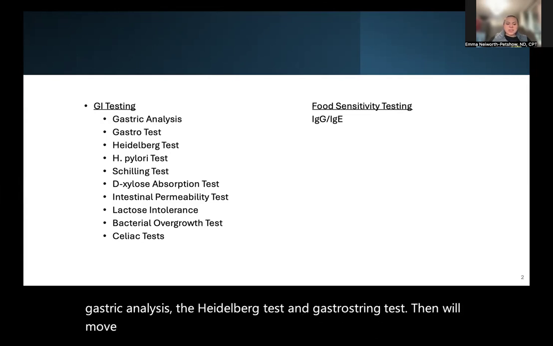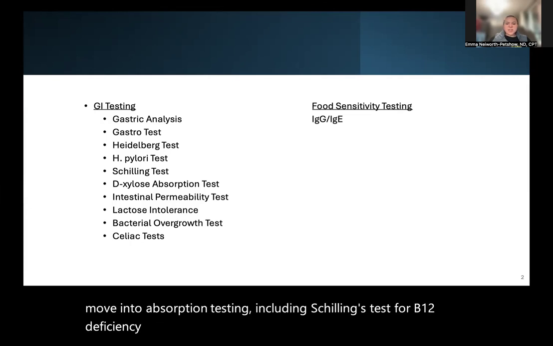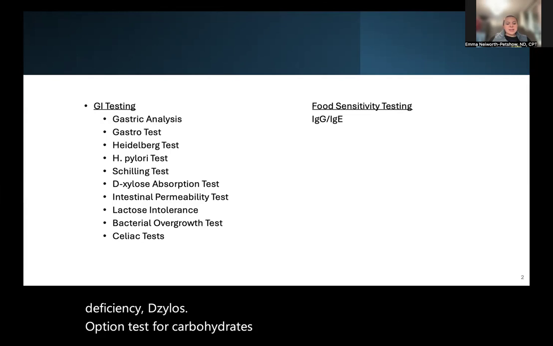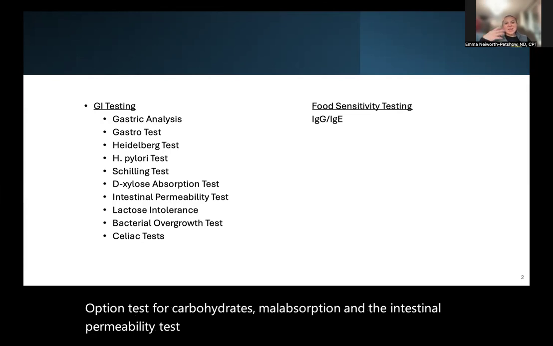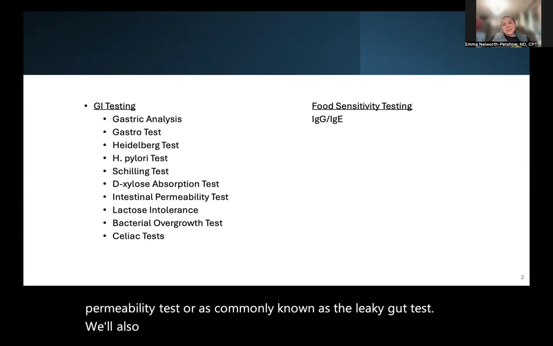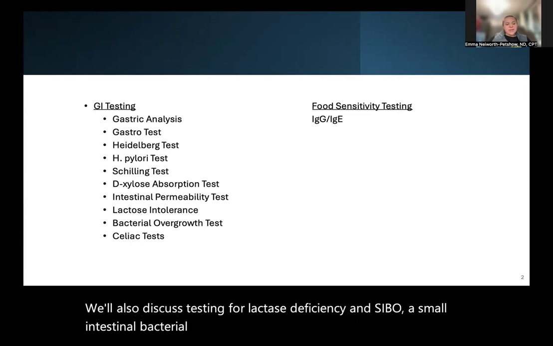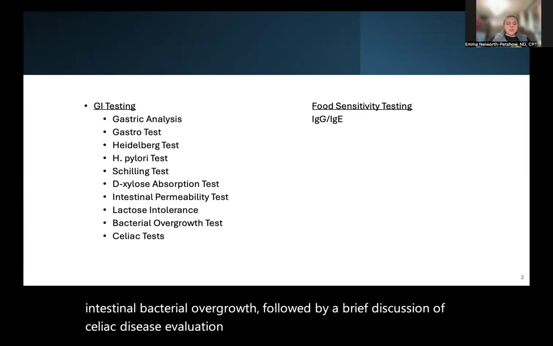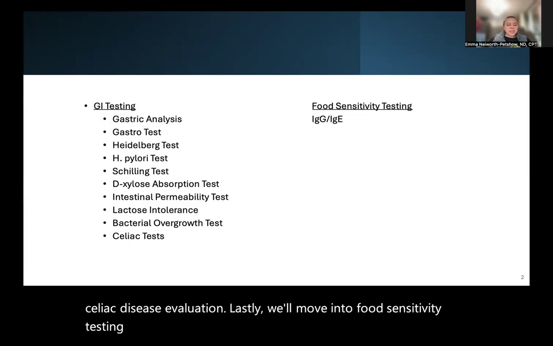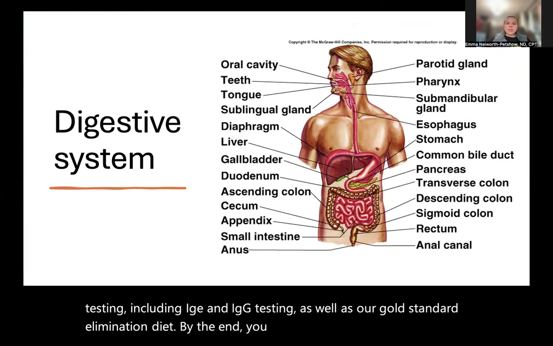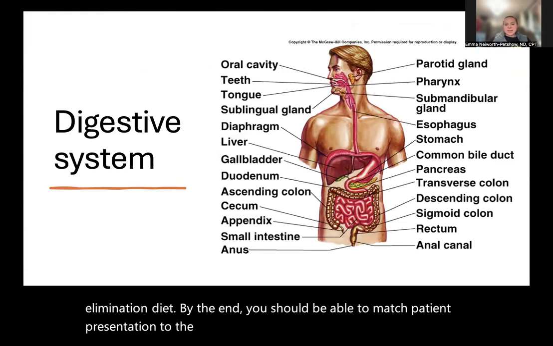Then we'll move into absorption testing, including Schilling's test for B12 deficiency, D-xylose absorption test for carbohydrate malabsorption, and the intestinal permeability test, or as commonly known, the leaky gut test. We'll also discuss testing for lactase deficiency and SIBO, small intestinal bacterial overgrowth, followed by a brief discussion of celiac disease evaluation. Lastly, we'll move into food sensitivity testing, including IgE and IgG testing, as well as our gold standard elimination diet. By the end, you should be able to match patient presentation to the appropriate diagnostic test.